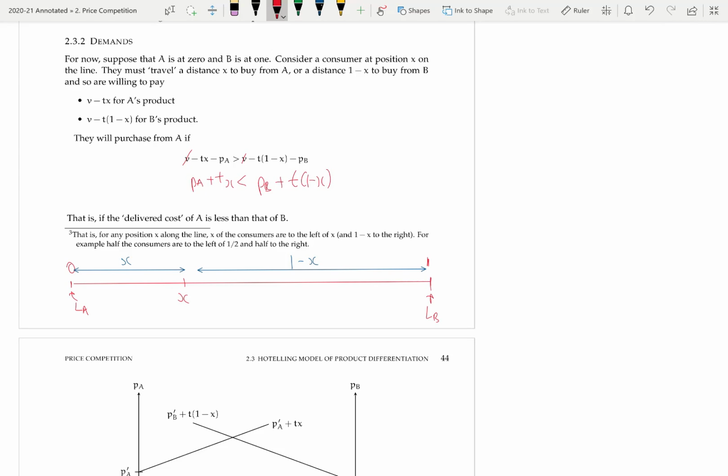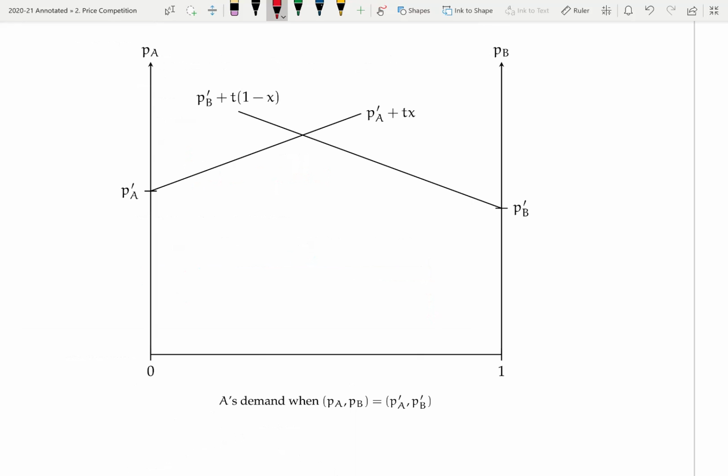So this inequality says a consumer will prefer to purchase from A as long as the delivered cost for A is less than the delivered cost for B. So a consumer will prefer to buy from A if, once we take into account the transport costs, the cost of buying from A is less than the cost of buying from B. In the next 3 diagrams, we're going to derive the demand curve for firm A given that firm B's price is PB dash.